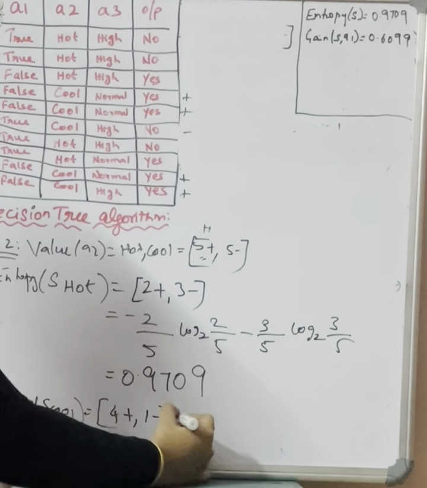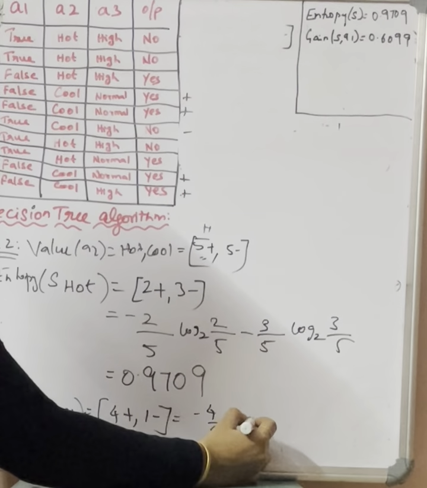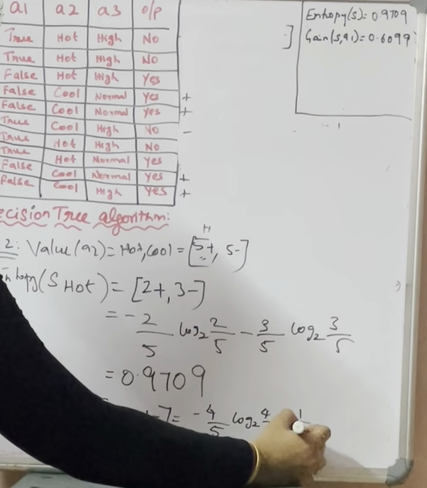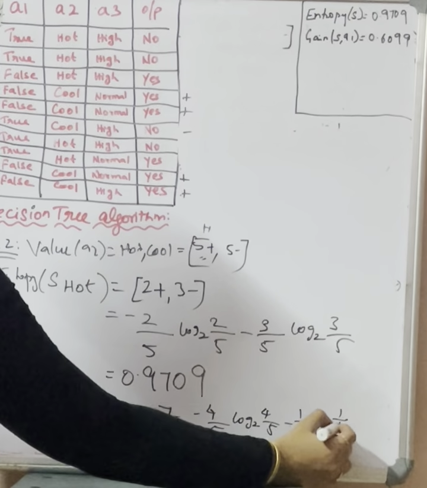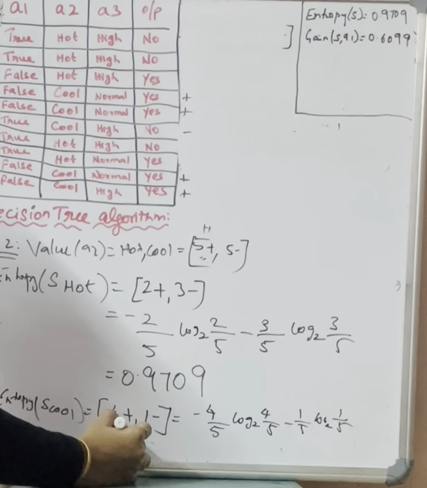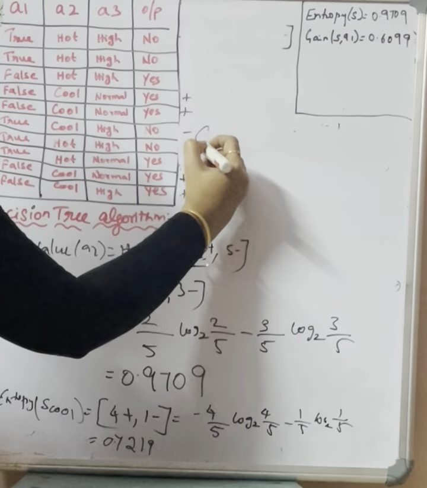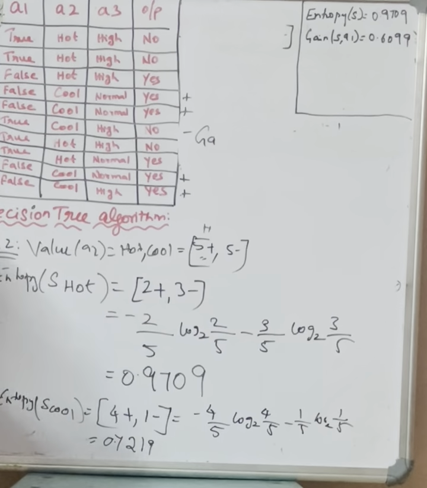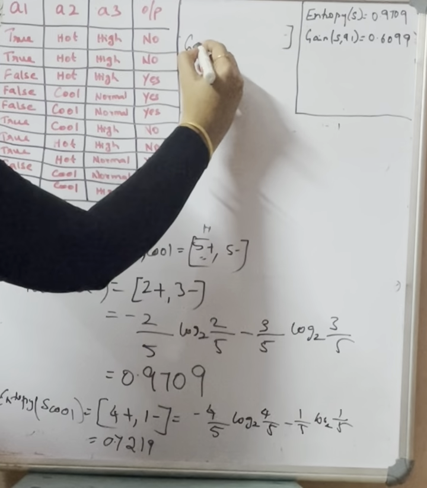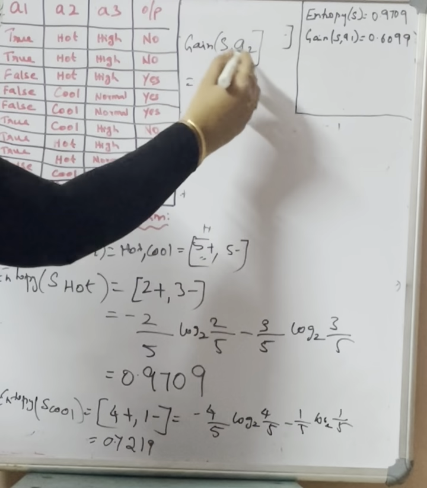So if I apply this in the formula, I will find 4 divided by the total attribute is 5 log base 2, 4 by 5 minus 1 divided by 5 log base 2, 1 divided by 5. So if I solve this, I will find the value as 0.7219. Now find gain of S comma A2. You have to find information gain of A2. So gain of S comma A2, sample with respect to A2.